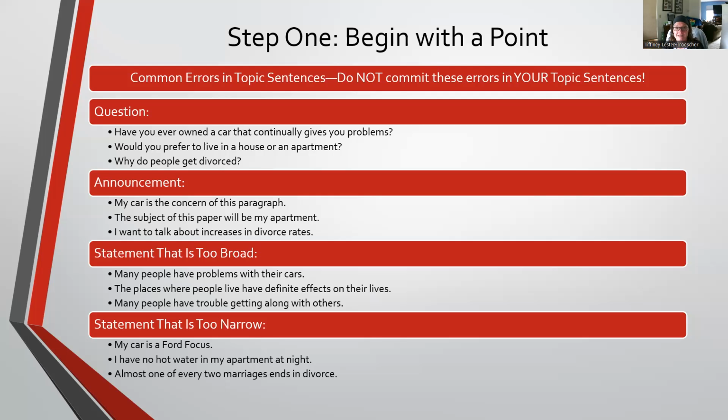Error number 1 is using a question as your topic sentence. You cannot start a paragraph with, have you ever owned a car that continually gives you problems? You cannot start a paragraph with, would you prefer to live in a house or an apartment? You cannot start a paragraph with, why do people get divorced? You cannot begin a paragraph with a question.